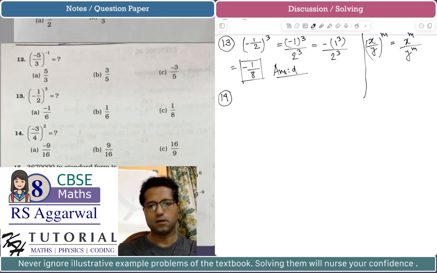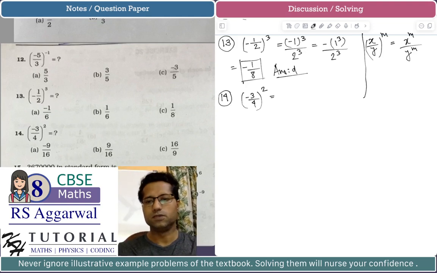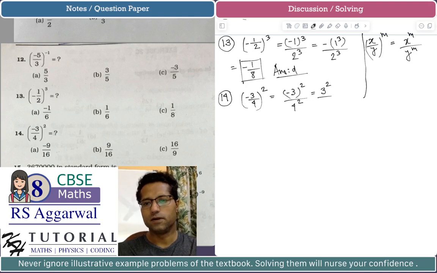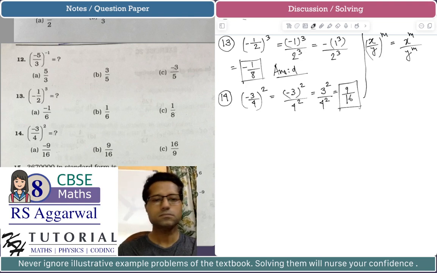Problem number 14. What is minus 3 by 4 raised to the power 2? It's simple, we will break it into rational form. This will be minus 3 raised to the power 2 divided by 4 raised to the power 2. Now for minus 3 raised to the power 2, the base is negative and the power is even. So this will be 3 raised to the power 2 divided by 4 raised to the power 2, and this is 9 by 16. So the correct choice is B.